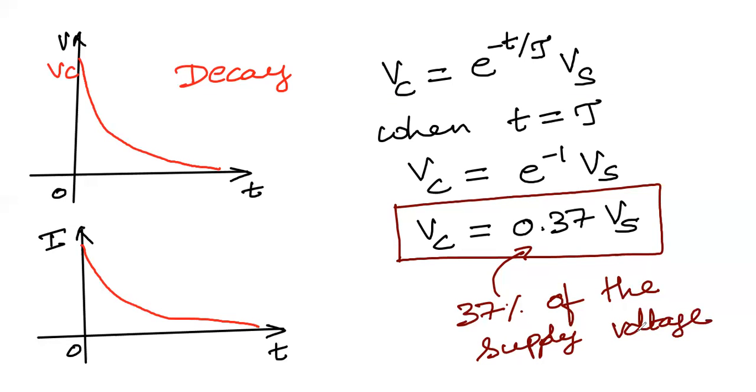All right. So this is the end of today's video. In today's video, what I have discussed is charging and discharging of the capacitor. I've also shown you by means of a short derivation that charging reaches 63% of the supply voltage and discharging falls to 37% of the supply voltage.